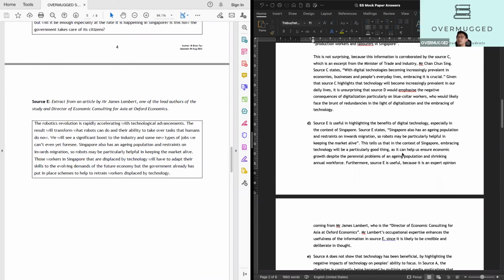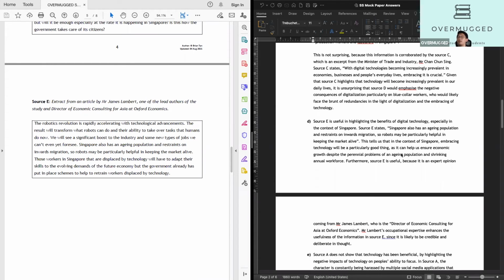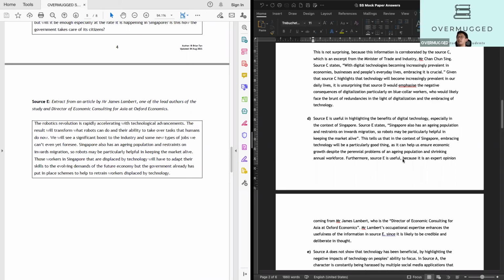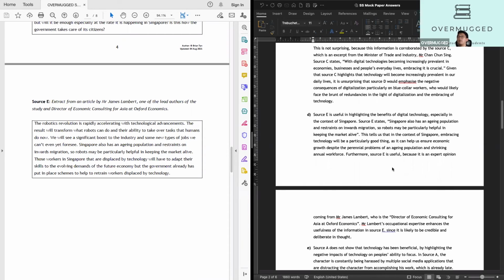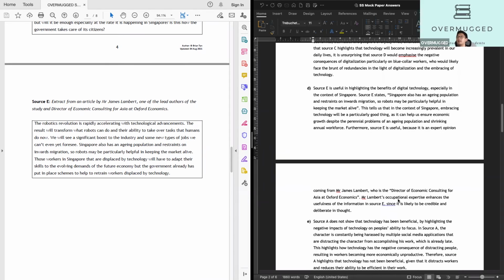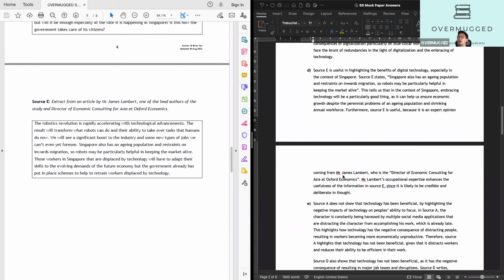Furthermore, source E is useful, so now I'm bringing in the context of the source because it is an expert opinion coming from James Lambert, who is the Director of Economic Consulting for Asia at Oxford Economics. So his occupational expertise enhances the usefulness in source E, since it is more likely to be credible and deliberate in thought. So you can see here, I bring in content and then context of the source. This will help you secure more marks.